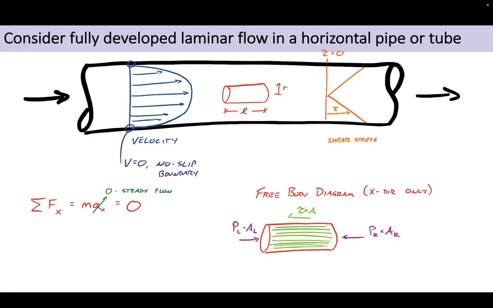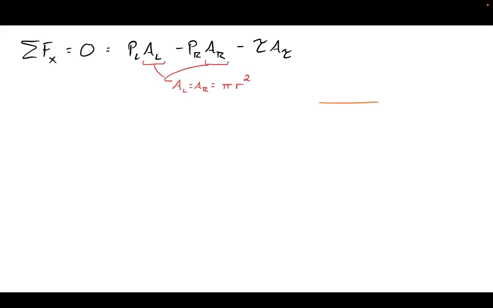All right, so let's see what we can do there. We've got our sum of the forces in the x equals 0, and you can see that I've now added the three terms: pressure on the left, pressure forces on the right, and shear stress. We'll deal with areas first.